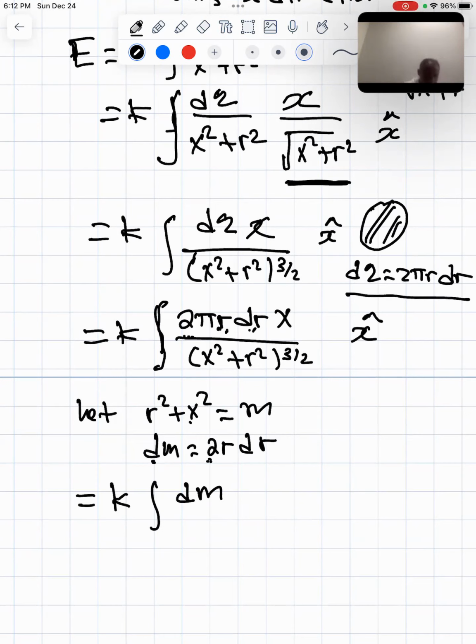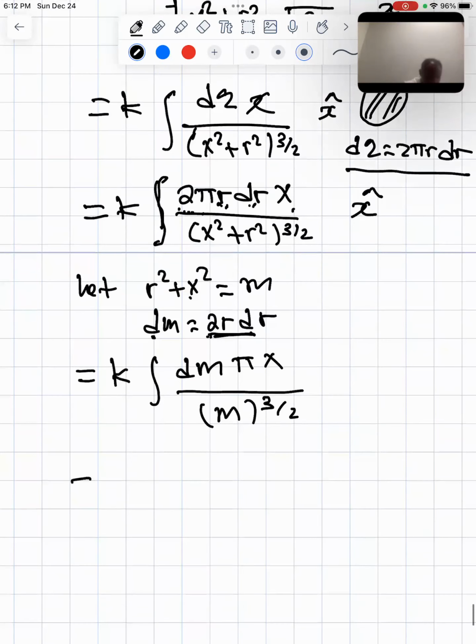Okay. Put pi is there, x is there. Don't worry. Okay. Because you look at 2r, dr is just this. Just plug that part, but pi and x are remaining there. x squared plus r squared is just m to the power of 3 over 2.